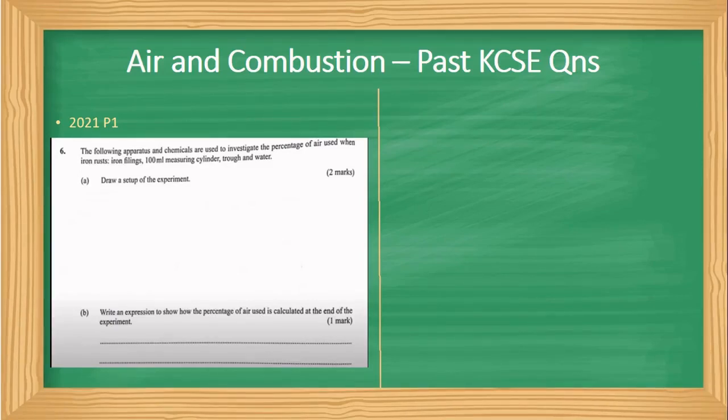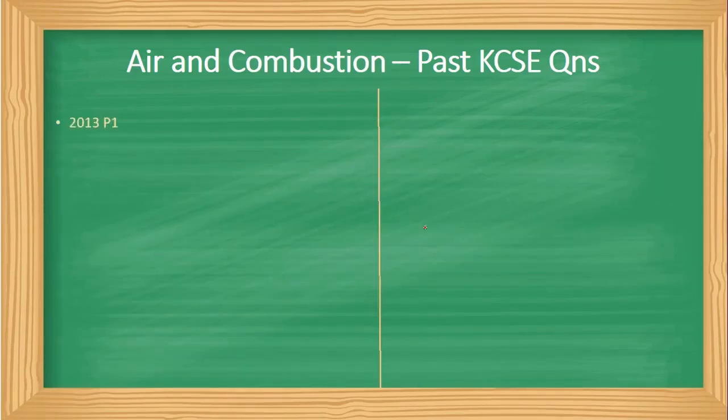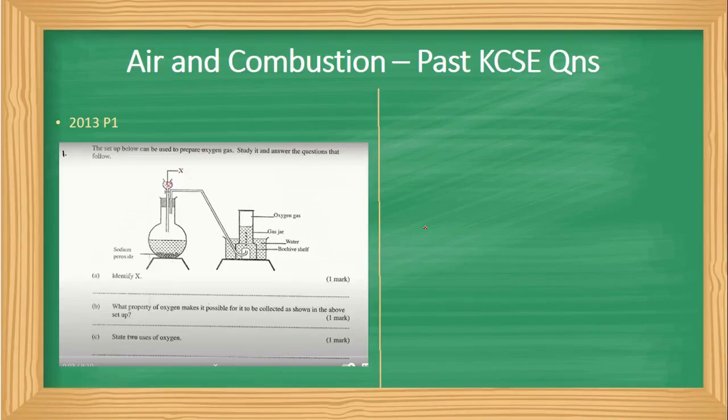That one is simple, we have gone through such a thing. Then you are told to write an expression to show how the percentage of air used is calculated at the end of the experiment. That one should be very simple. In 2022 paper 1, there was a question where students were required to give a reason why painting or galvanizing iron sheets protect them from rusting. And then B, there was explain the advantages of galvanizing or painting of iron sheets. Go through them, look for the answers, and then we'll discuss at a later session.